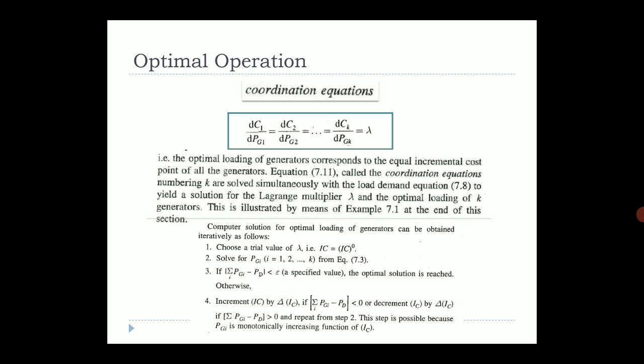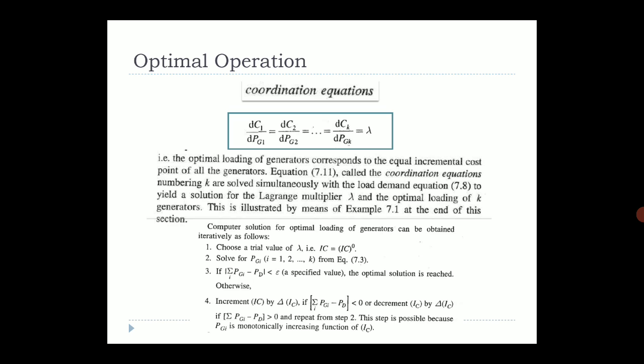We need to understand that we cannot directly solve it, so we are doing an iteration. The problem is that we have a set of generators with different cost functions, and now we want to optimize it. We have learned that for the optimal state, all the incremental costs should be the same, and that would be the value of lambda.